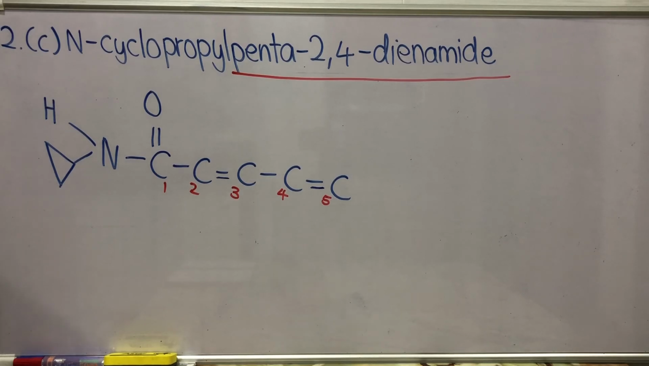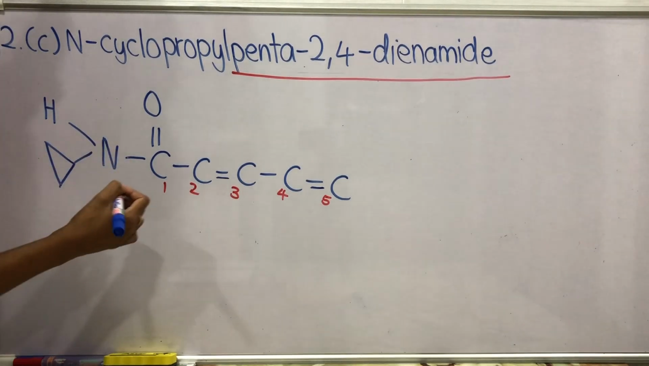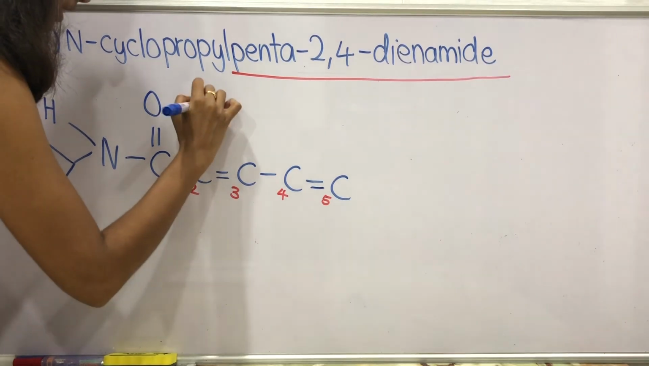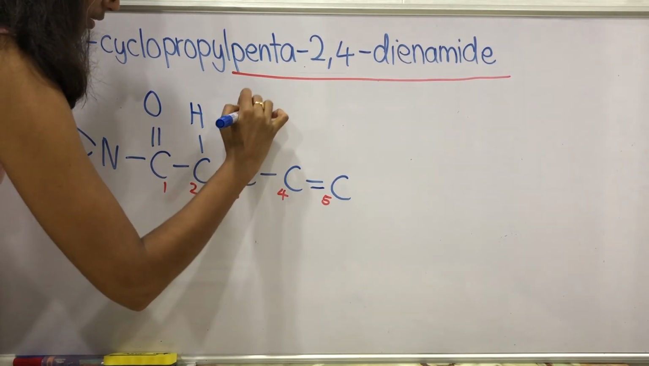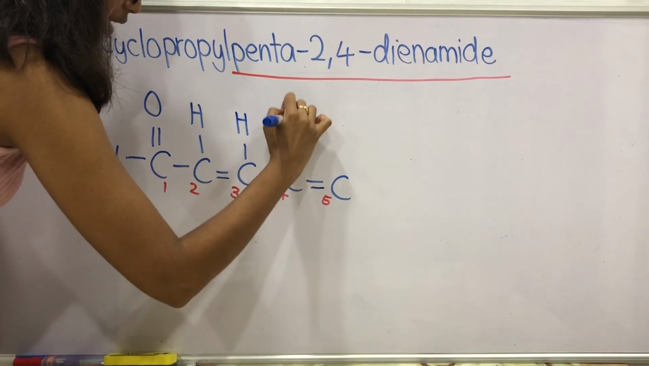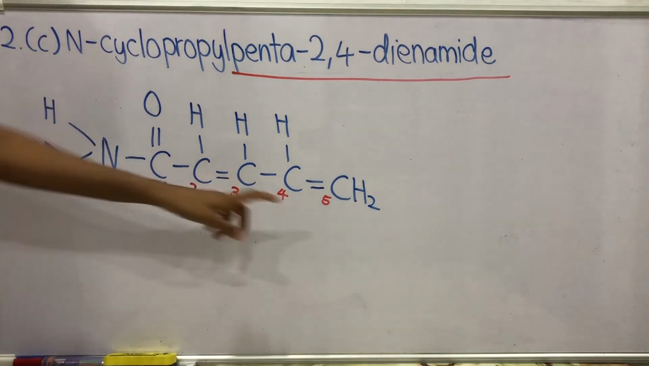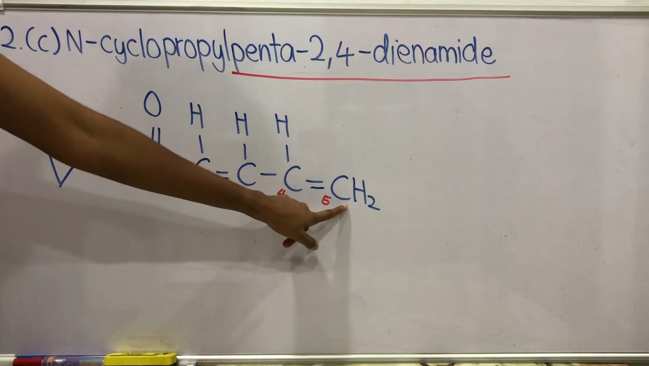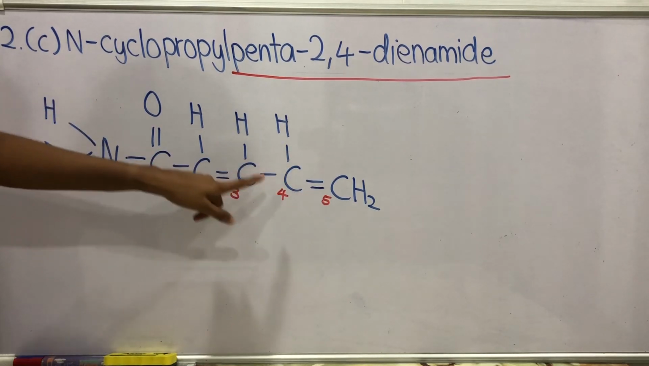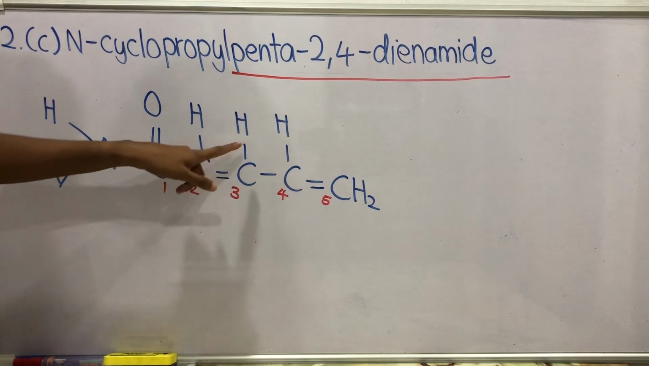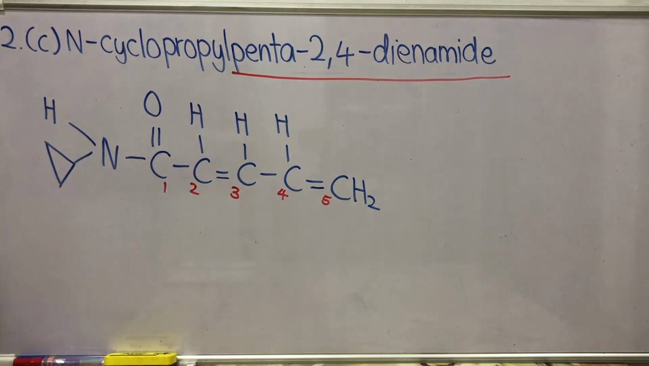However, it is not complete yet. You have to complete with the hydrogen atoms for the remaining carbons. Now make sure each carbon has 4 bondings. Okay, yeah, that's right.